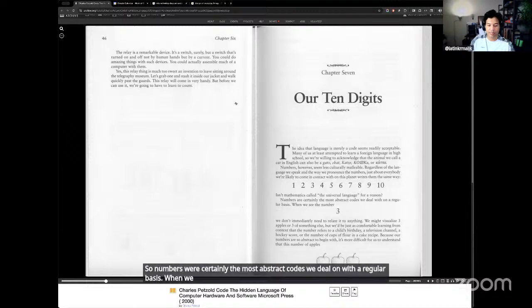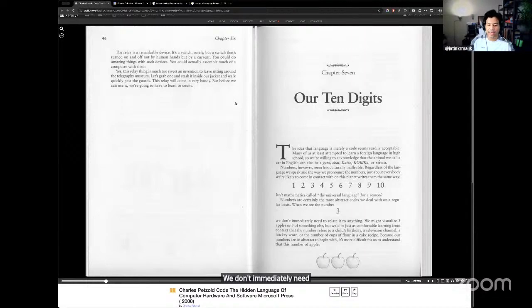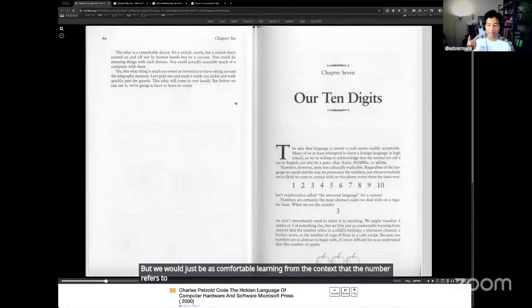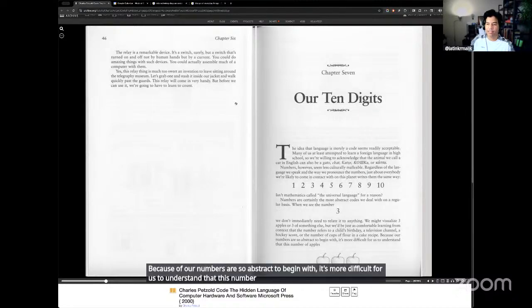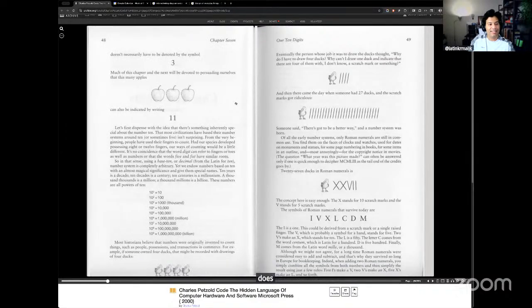When we see the number 3, we don't immediately need to relate it to anything. We might visualize 3 apples or 3 of something else, but we would just be as comfortable learning from the context that the number refers to a child's birthday, or a television channel, a hockey score, or the number of cups of flour in a cake recipe. Because our numbers are so abstract to begin with, it's more difficult for us to understand that this number of apples does not necessarily have to be denoted by the symbol 3.